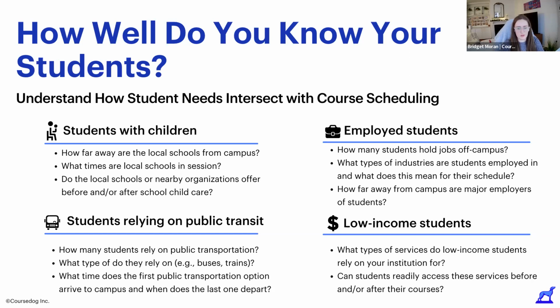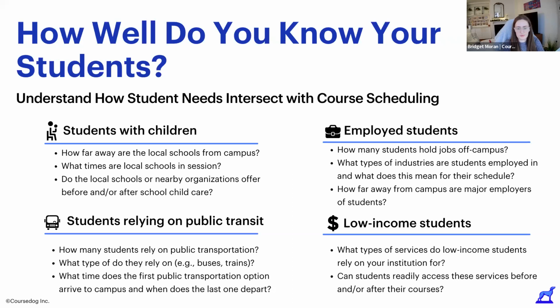So institutions with large populations of students with children should consider questions such as, how far away are local K through 12 schools from your campus? What times are those schools in session? And do those schools or other local organizations offer childcare before and after school?